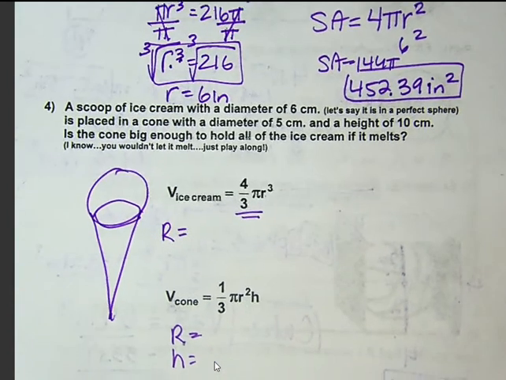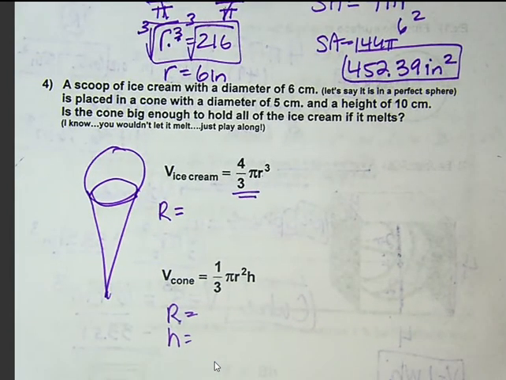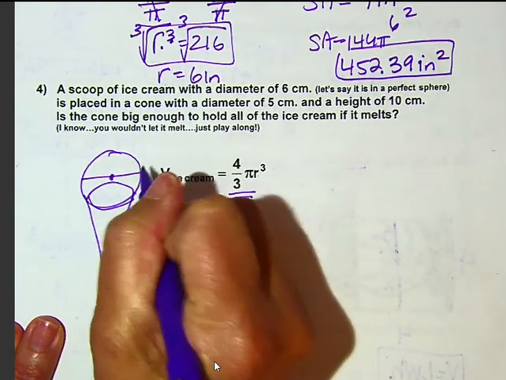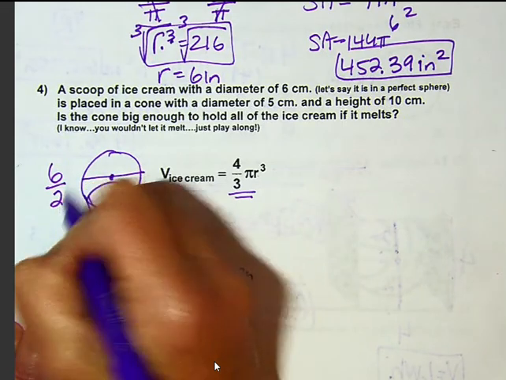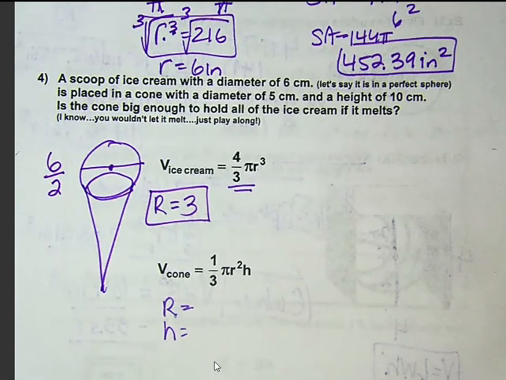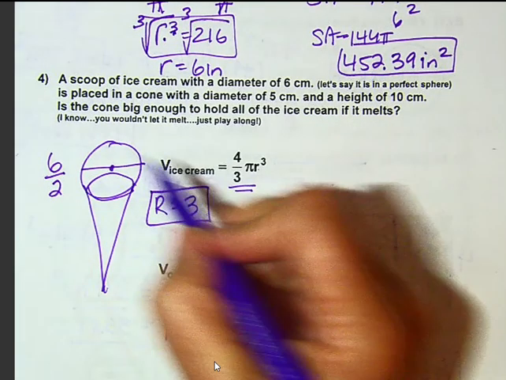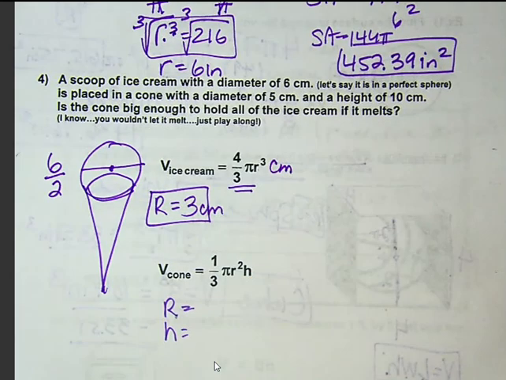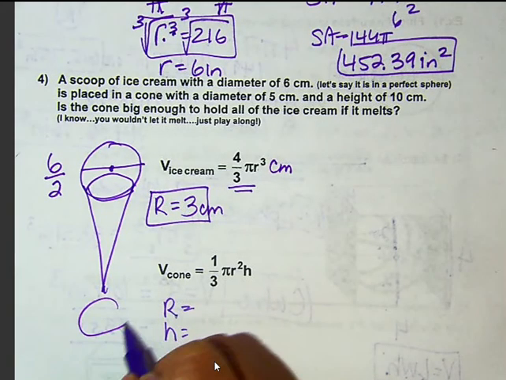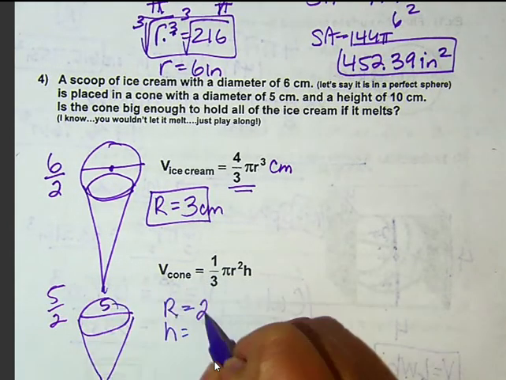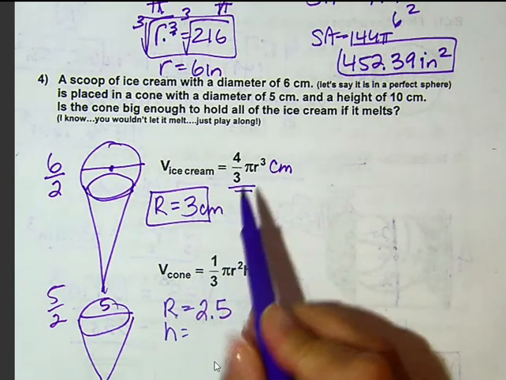A scoop of ice cream with the diameter of 6. So diameter is my whole thing. So 6 divided by 2 would give me my radius of 3. My ice cream cone has an r of 3 centimeters. It is placed in a cone with a diameter of 5. So if my cone down here has a diameter of 5, 5 divided by 2, my r is going to be 2.5. And a height of 10. That means this up and down height is 10. And this is 2.5. Okay, now I can just plug into my formula.